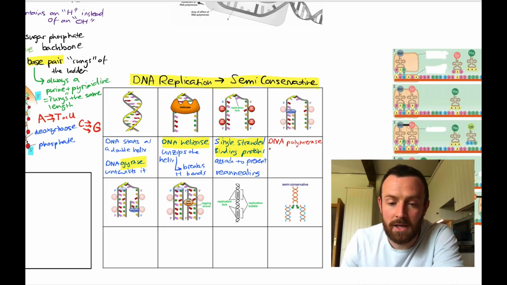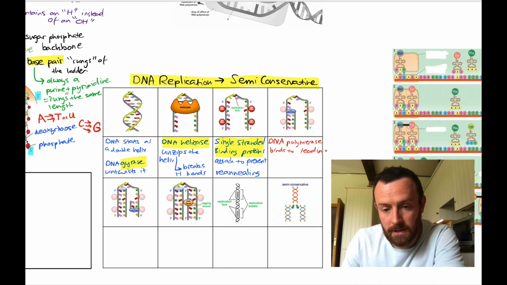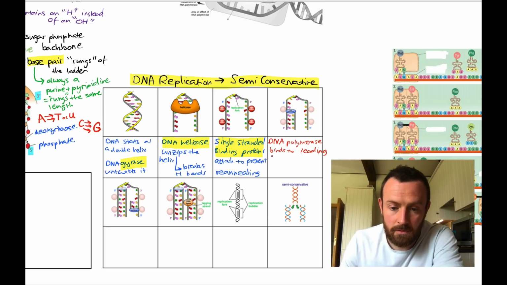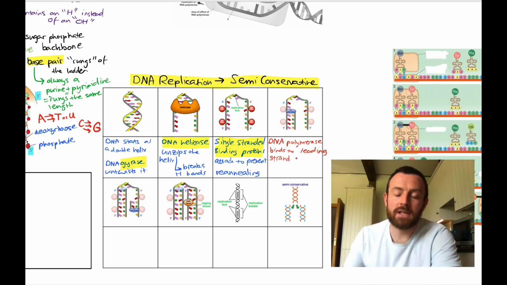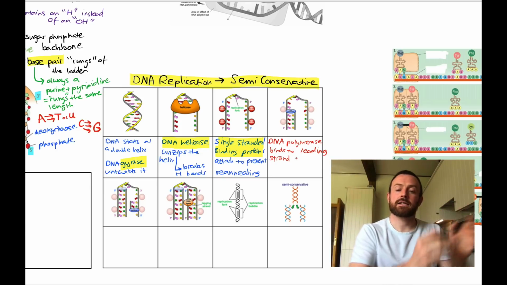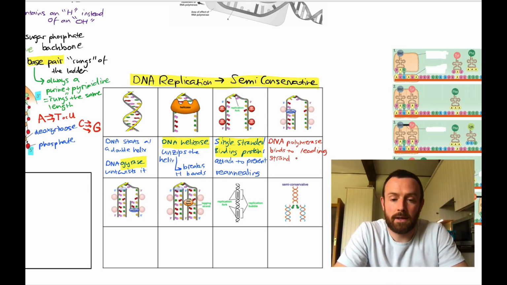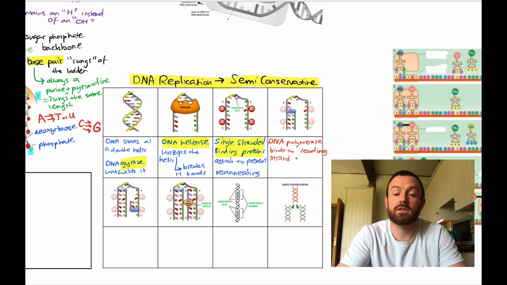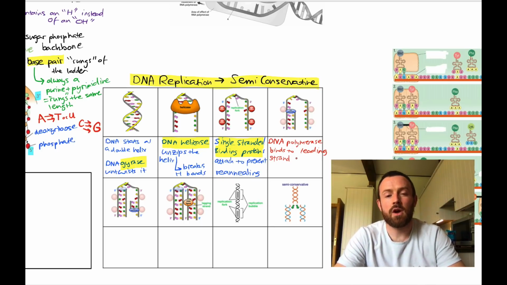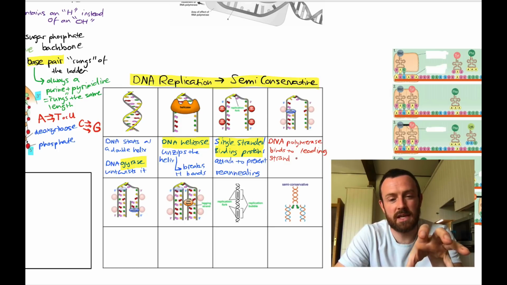Okay, so it binds to the leading strand. So this here is going to be called the leading strand. I might go over slightly here. It binds to the leading strand. And what it does is it moves along the strand, forming covalent bonds between different nucleotides. So I'll link a video in the description where you can see this happening in real time.